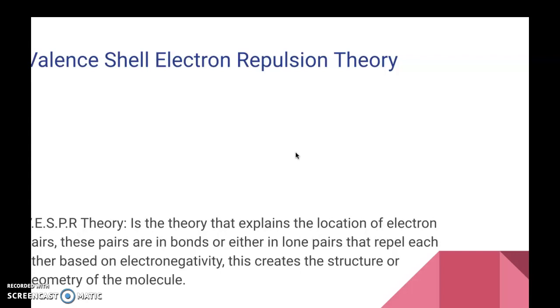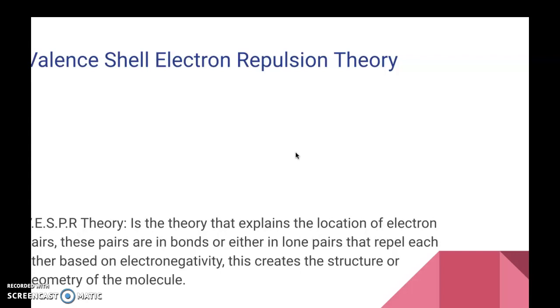So when we have two or more atoms that are going to bond together to create a molecule, what happens here is that their valence electrons are either shared or transferred. Now, if it's an ionic compound, the valence electrons will be transferred. If it's a covalent compound, the valence electrons will be shared.